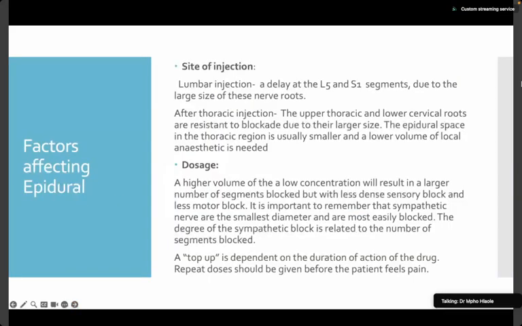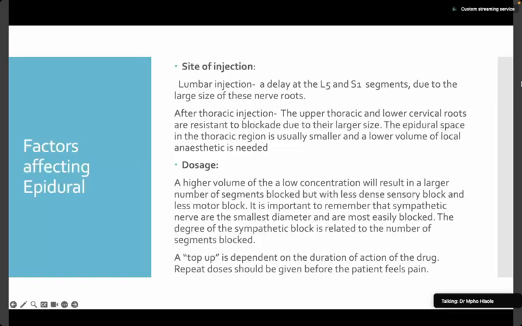Okay, so this is quite a lot of information, but I just felt like this was important for everyone to understand: factors that affect your epidural. I did say them at the beginning, but I didn't go into details. Even I didn't know this, but apparently with a lumbar injection, there's usually a delay at the level of L5 and S1 because these nerves are a little bit larger, and so it takes a while for them to be blocked.